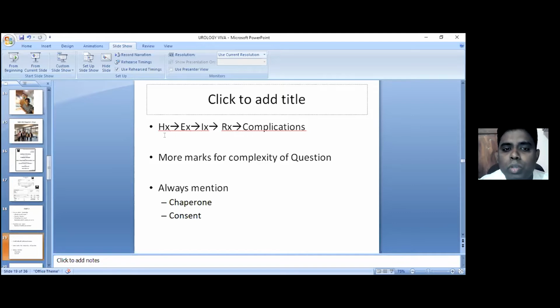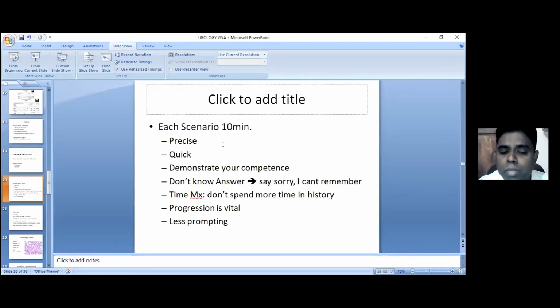The scenarios will usually go history, examination, investigation, treatment, complications, this way, but they can start at any point. So more marks for the complex questions, right? Please always mention a chaperone for a female patient and the consenting. So precise answers. 10 minutes will go like nothing. So don't spend a lot of time on each question, right? Quick response. And you have to show your colors within those 10 minutes. And if you don't know the answer, say, sorry, I can't remember. Once you remember, you can say, I can remember now, and say it again.